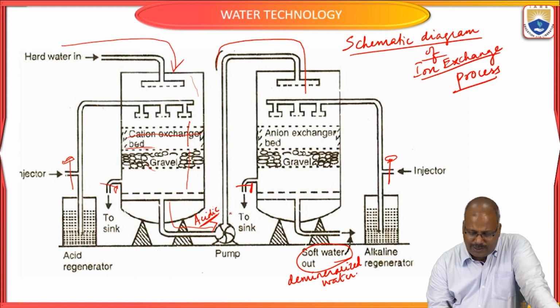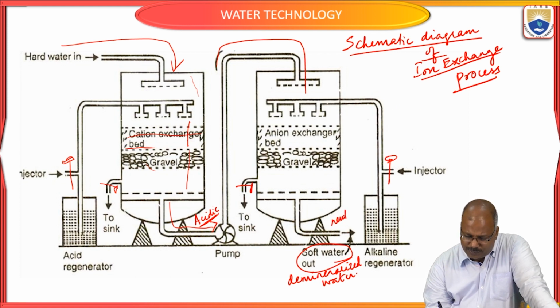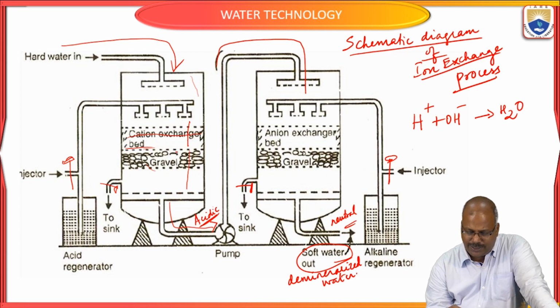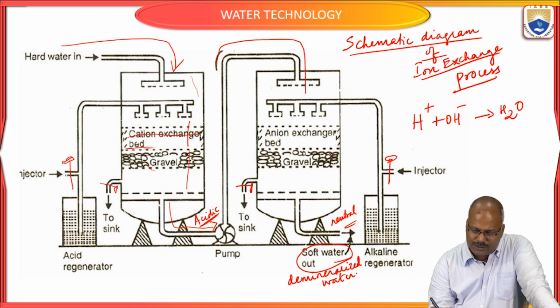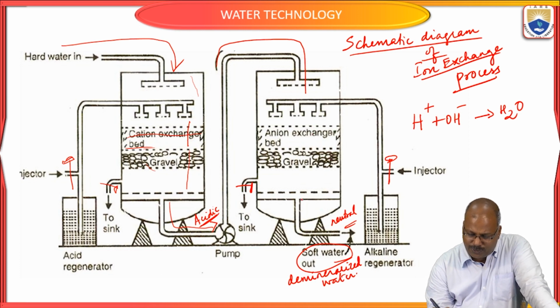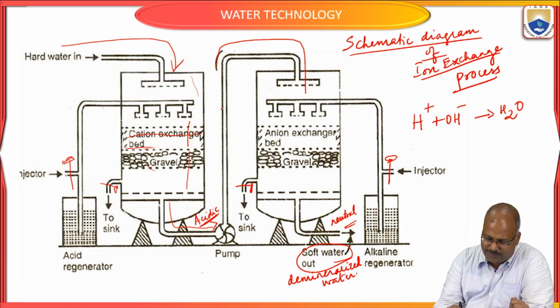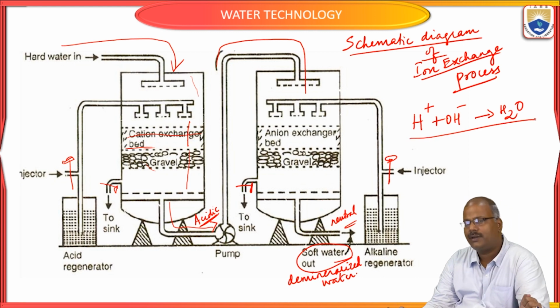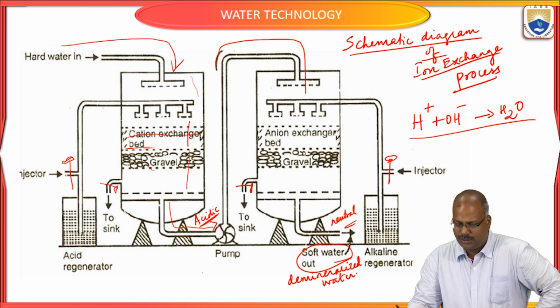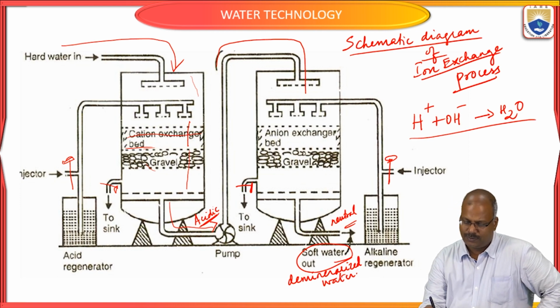So here it becomes neutral again when it comes out, because H plus plus OH minus gives H2O. H plus is taken here, cations are given to the cation exchanger. Here anions are given to the anionic exchanger. OH minus ion is taken by the water. So whatever acidic water comes here gets neutralized because of the presence of OH minus ion. So H plus plus OH minus ion gives water.